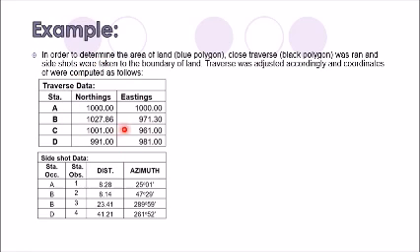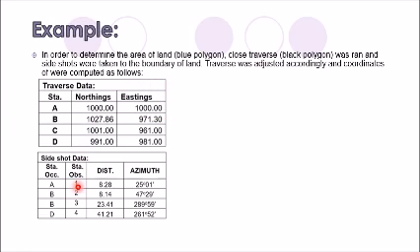Okay, so in here, you are given a traverse data. It is already adjusted, and in fact, the coordinates are already given. But in real practice, you need to do the traverse calculation. But in here, I will no longer discuss it because we already discussed that in the previous lesson.